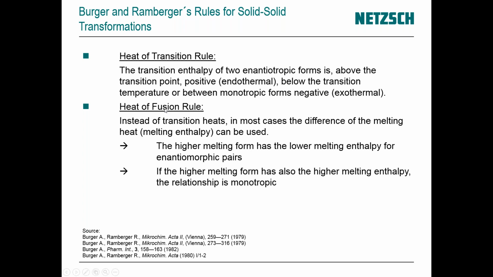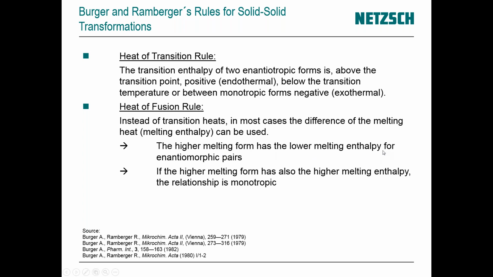So this is going to be a nice guide for us looking at a DSC trace and knowing whether I'm getting heat flow into or out of, am I above or below that transition temperature? So that's the heat of transition rule. If we're looking at the heat of fusion rule, instead of looking at transition heats, what we're doing is looking at differences in the melting heat, so the melting enthalpy. So if I have form A versus form B, am I going to have a higher heat of fusion or higher heat of melting of form A or form B? How am I going to know?